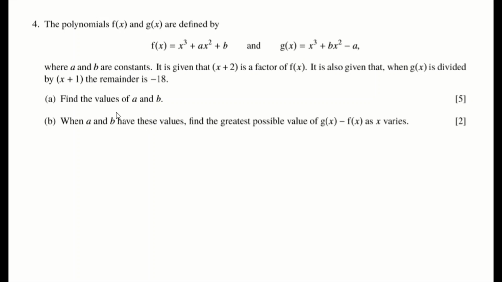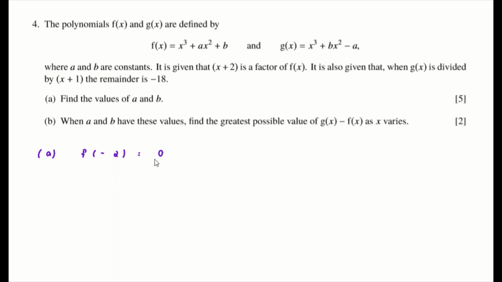Okay, so you need to find a and b. This question is regarding the factor theorem and the remainder theorem. I hope that you still remember how to do that. So let's start with the first one. Given that x plus 2 is a factor of f of x, it means that when you substitute negative 2 in this function, you'll get 0. In other words, the remainder is 0. Okay, so let's start with that.